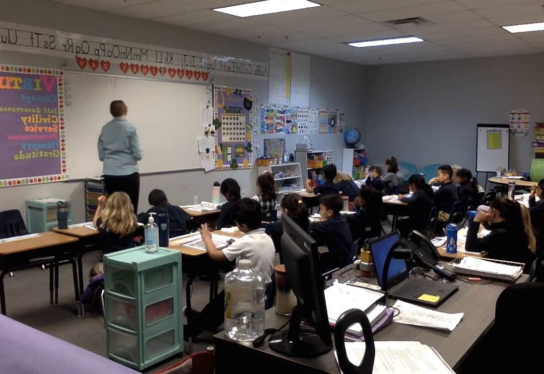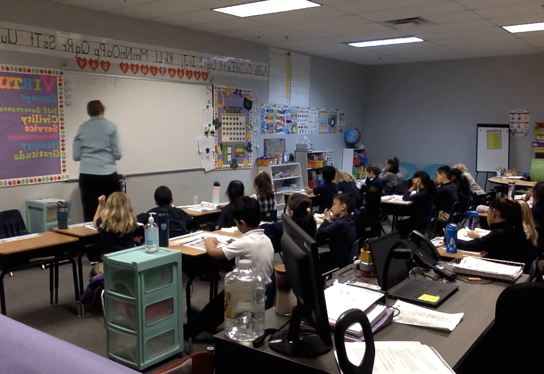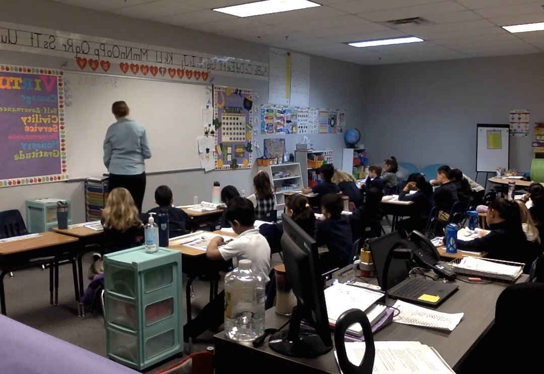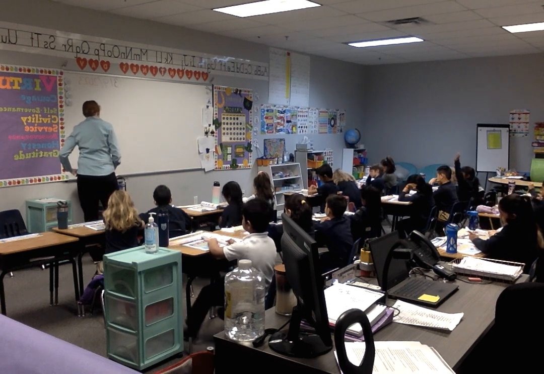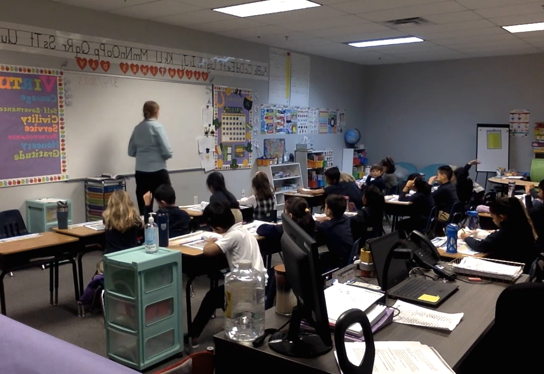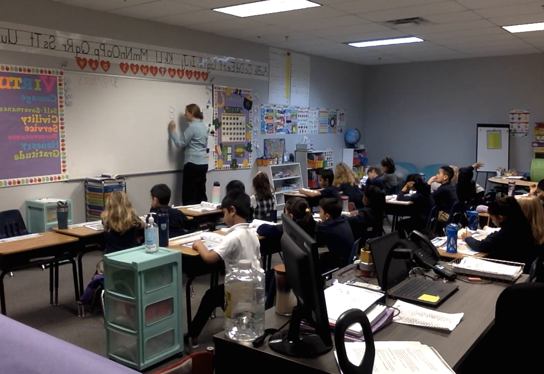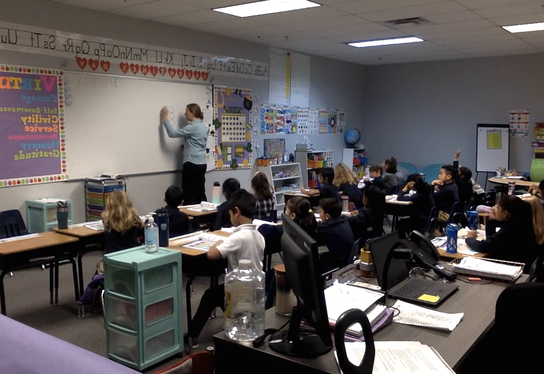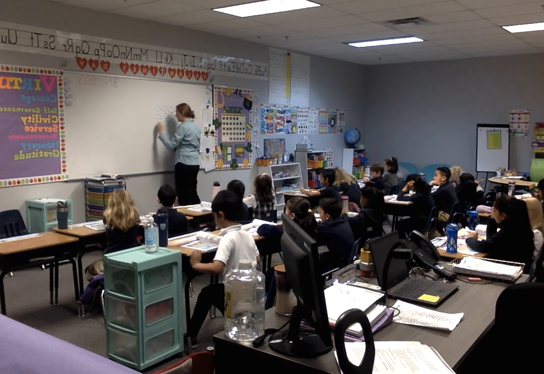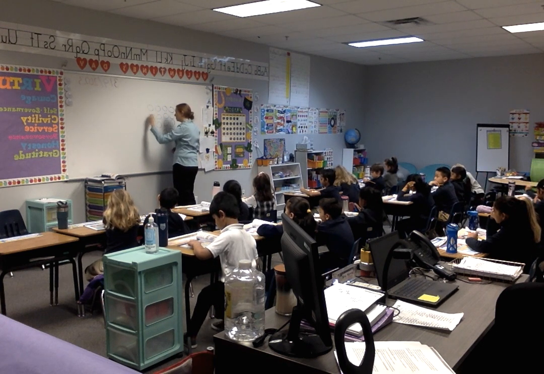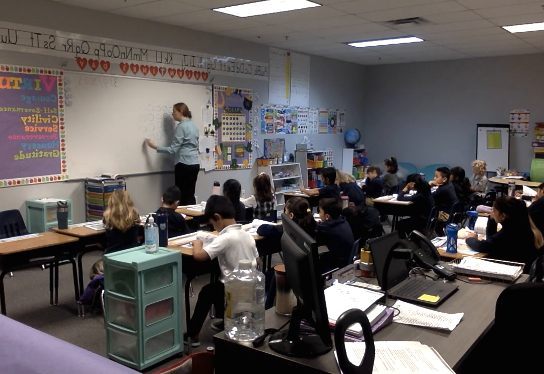Alright, so we have 20 marshmallows in all, right? It shows us 20 in the picture. If 4 children share them equally, how many will each child get? Okay, so there's 20 marshmallows. 1, 2, 13, 14, 15, 16, 17, 18, 19, 20.